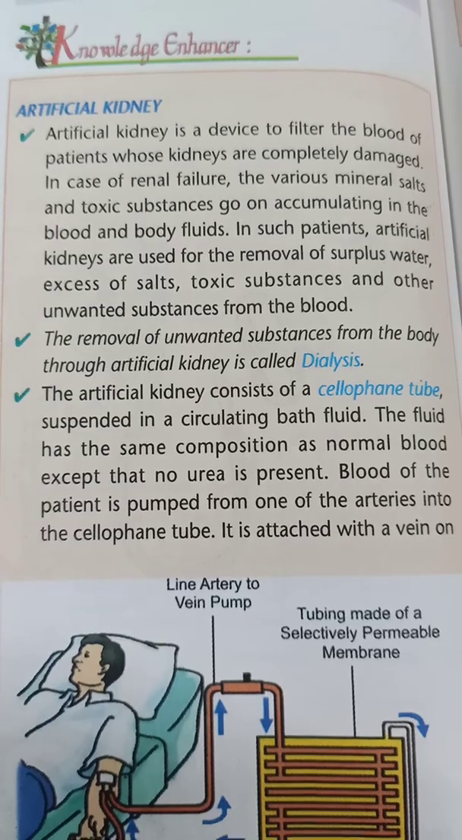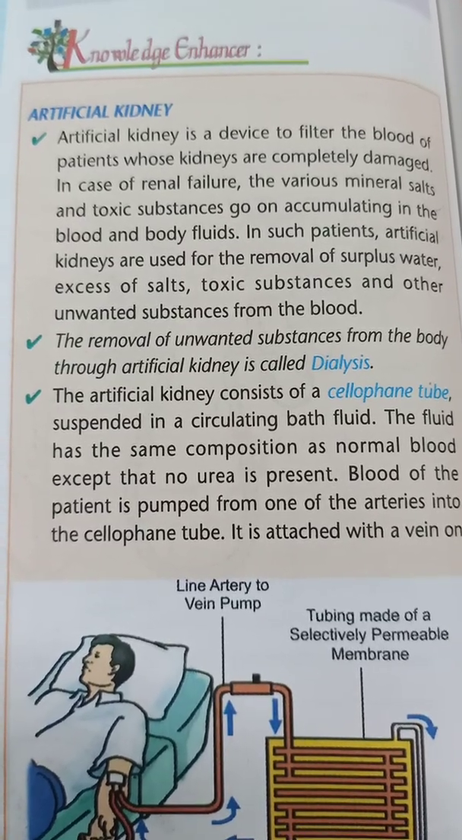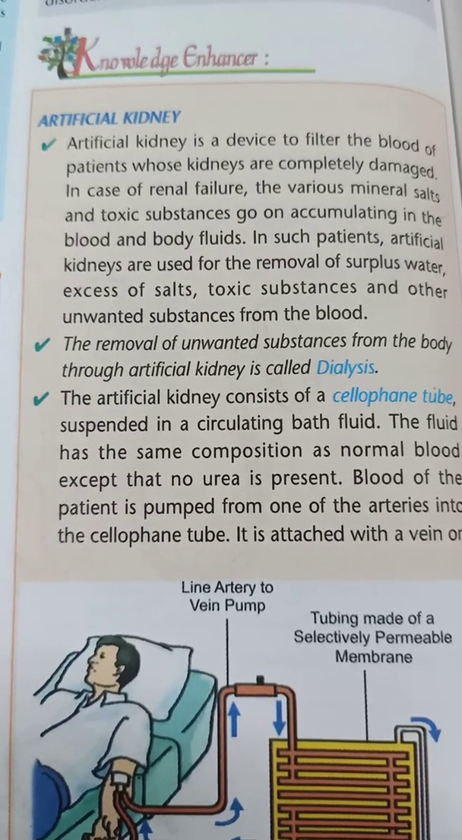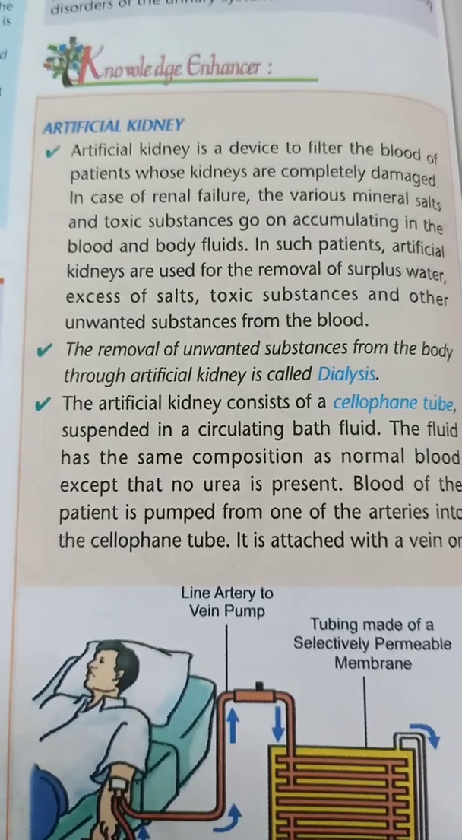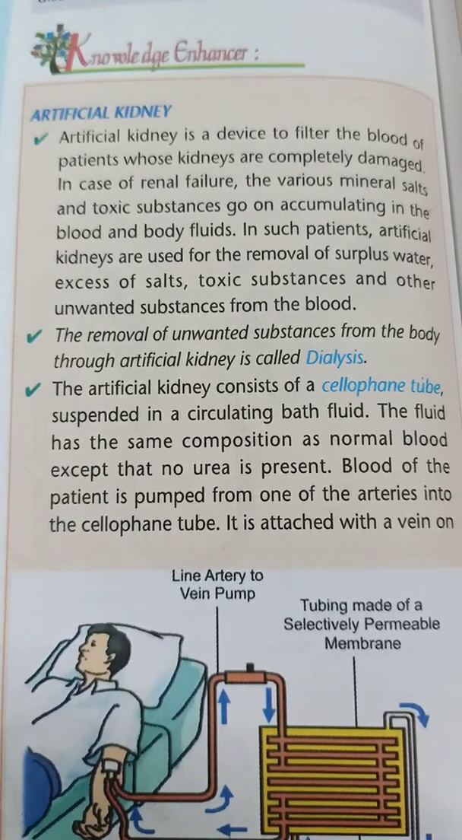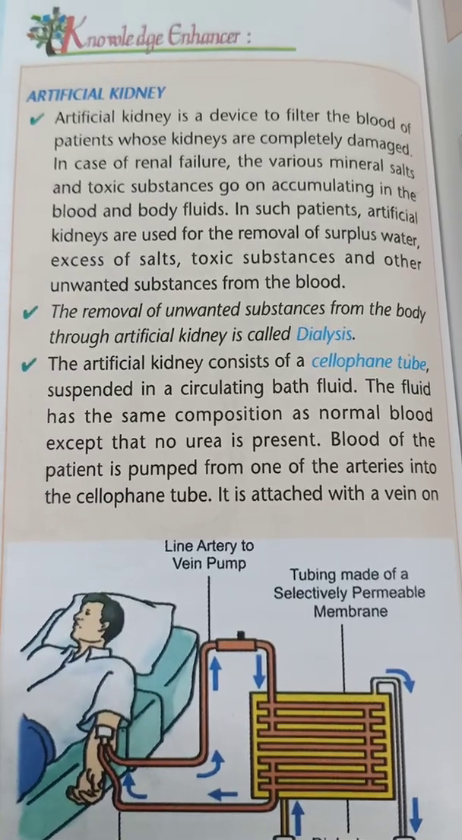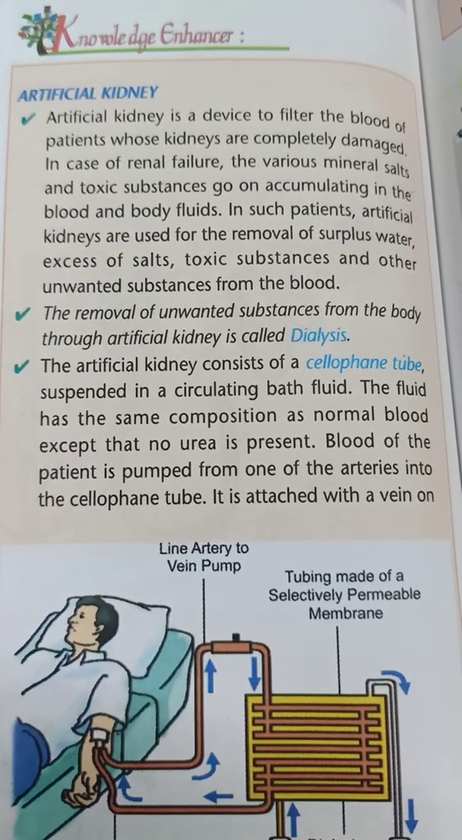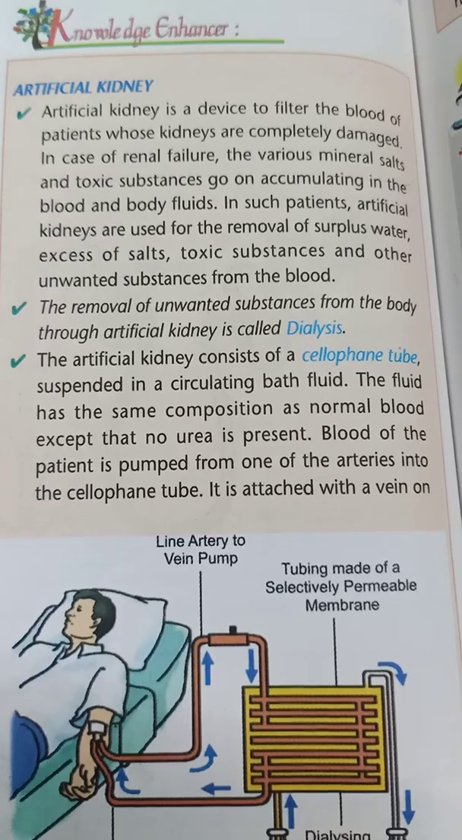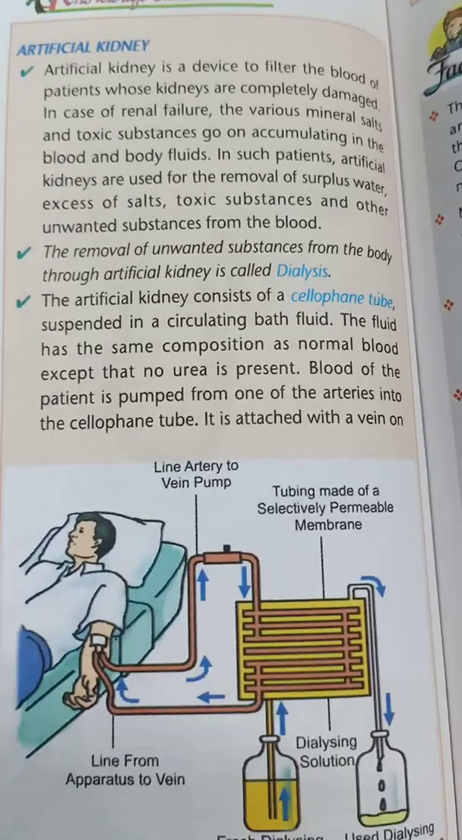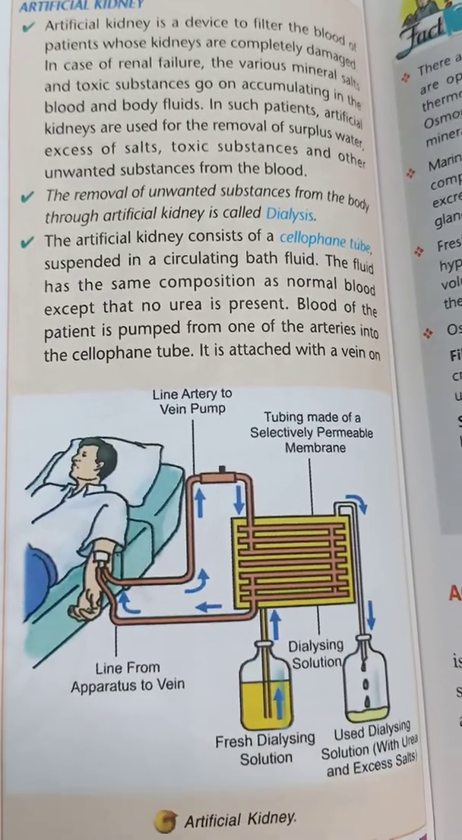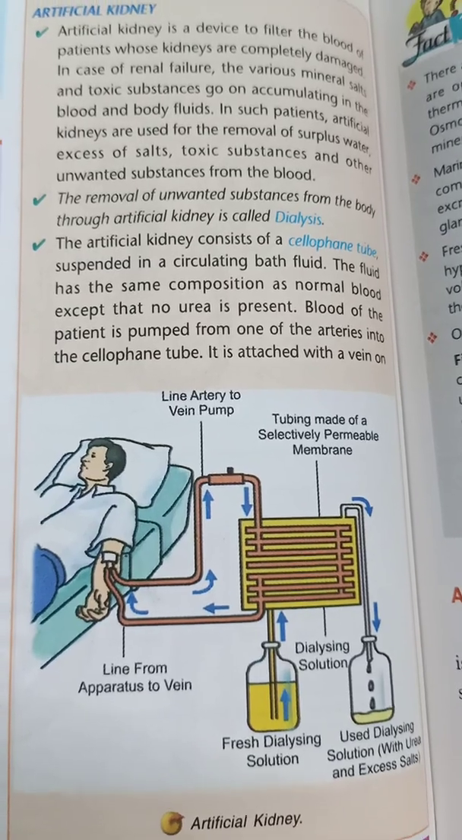Now, the artificial kidney consists of a cellophane tube suspended in a circulating bath fluid. The fluid has the same composition as normal blood except that no urea is present. Now here you can see the setup of this dialysis process.